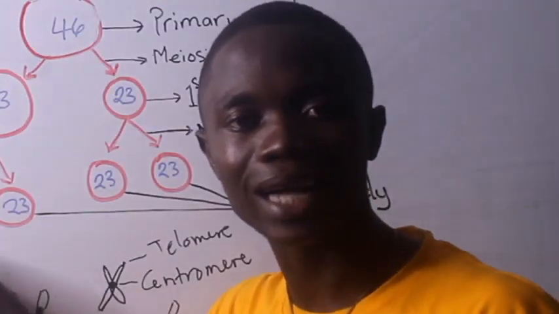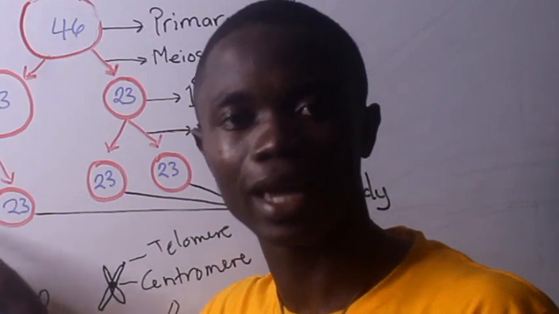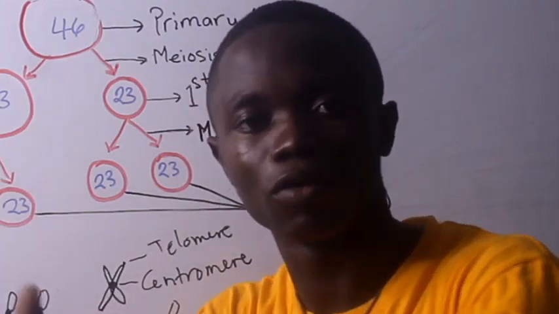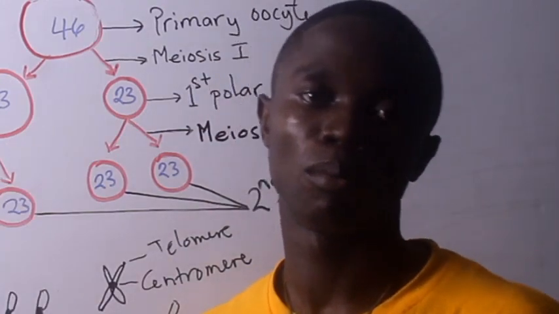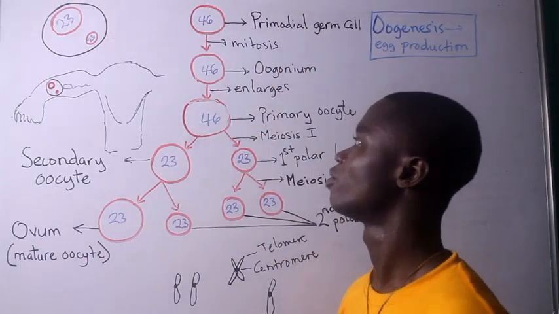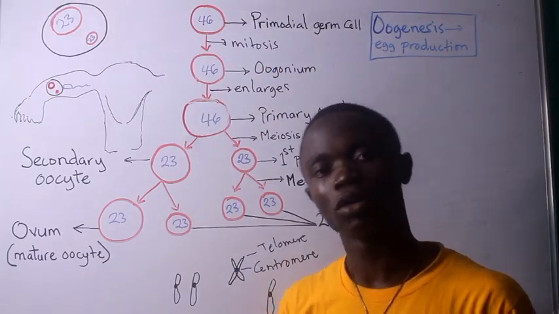It is this oocyte, or the ovum, that we refer to as the egg that will be released in your fallopian tube every month. This is the entire process of oogenesis. In the next video, we will cover fertilization.